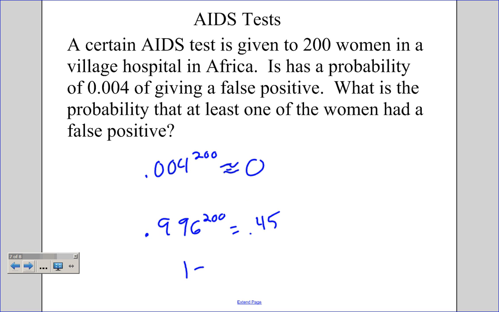So the probability that there's at least one false positive is 1 minus that, so that's about 0.55. So there's a 55% chance that at least one of those 200 women is going to go home thinking that she has AIDS when she really doesn't. That could be pretty traumatic in that situation. So even though it has a low probability here, when it's done over 200 women, you can see that the percentage of it occurring at least once increases dramatically.